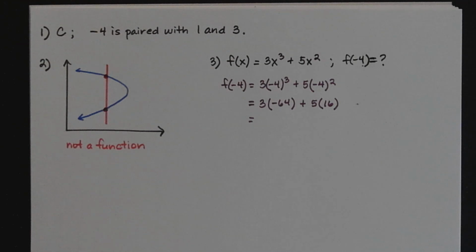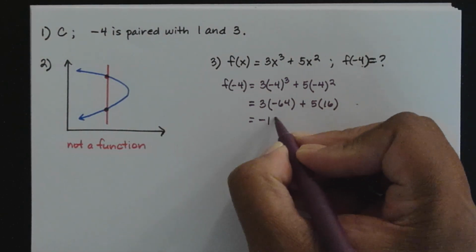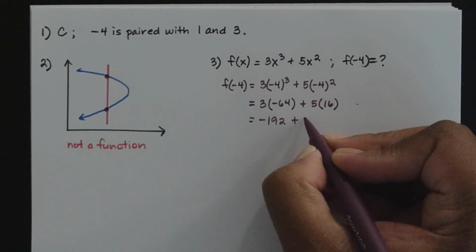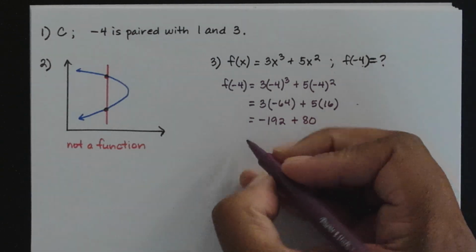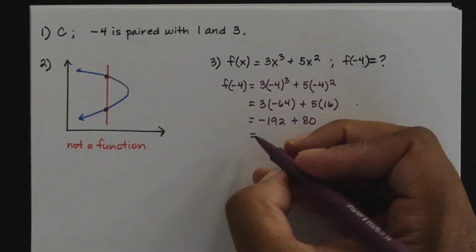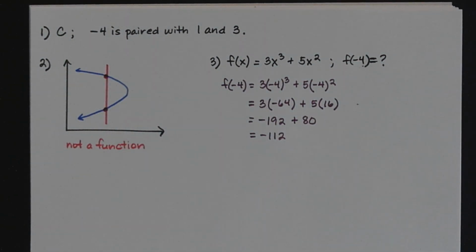All right, so here 3 times -64 is -192, plus 5 times 16 is, I think that's 80. And what's negative 192 plus 80? Negative 112. Okay? So the value of that function when x is negative 4 would be negative 112. Okay? Are there any questions about problem number 3?